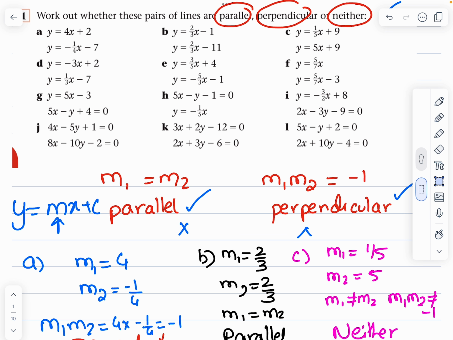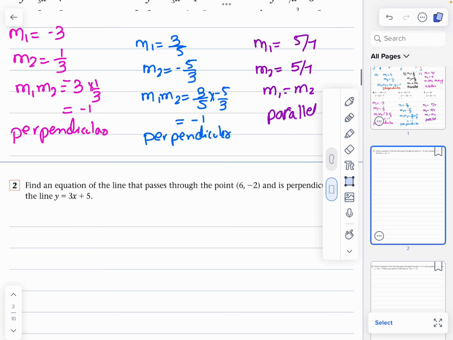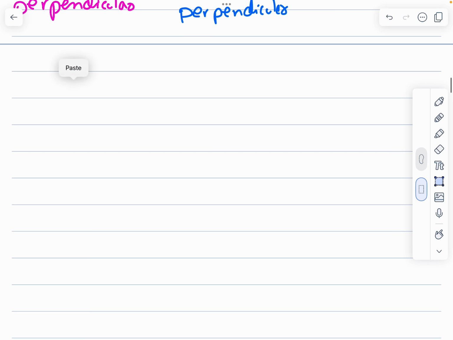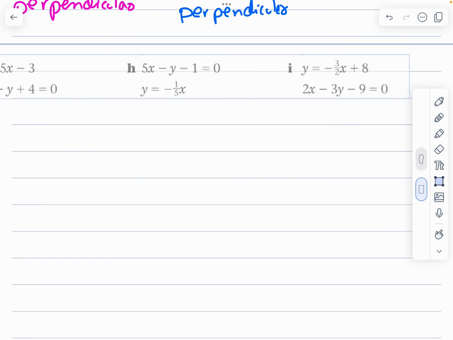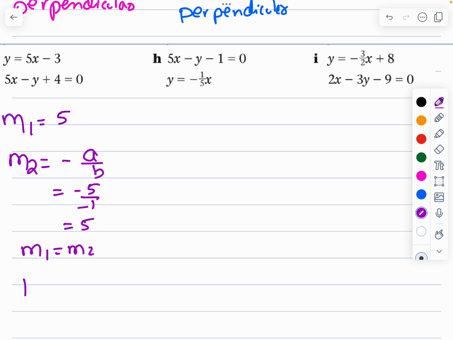Now coming to the next question, G, H, I. I start a new page there, G, H, I. For G, m1 equals 5, m2 equals, the formula is minus a upon b. a is 5, b is -1, which is also 5. So m1 equals m2. So therefore they are parallel.